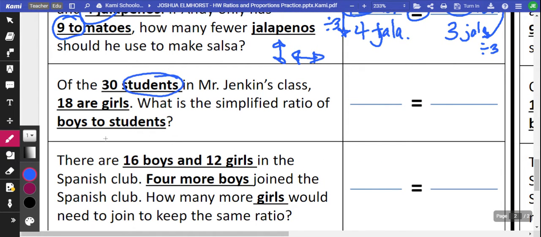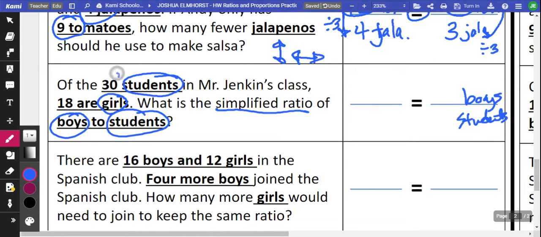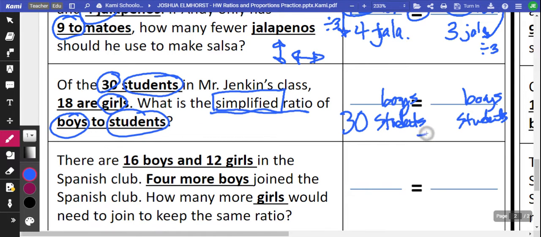So we've got students and then girls, but then it's asking for the ratio. What is the ratio of boys to students? So that's our question. Boys to students. And we go back, and there's 30 students. So we've got boys to students. And there's 30 students, and it's asking us to simplify the ratio. Simplify means we're going to divide by something to make it smaller.